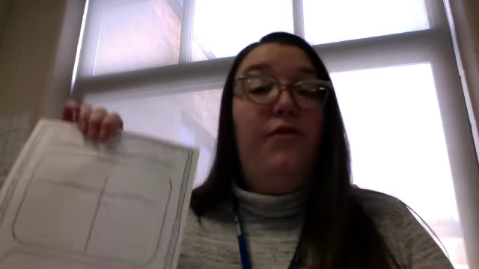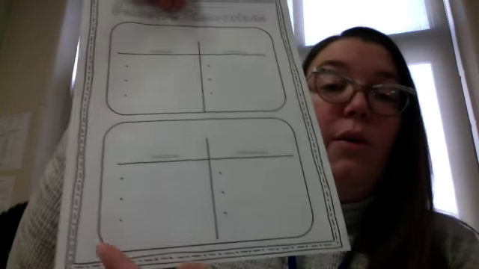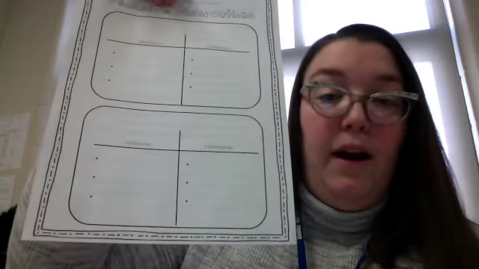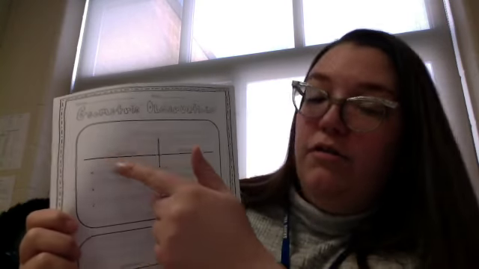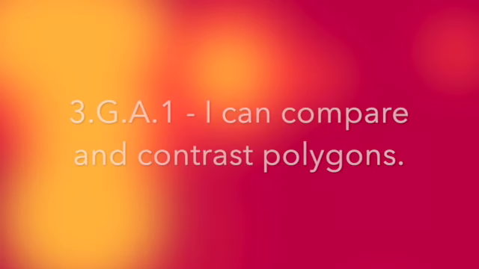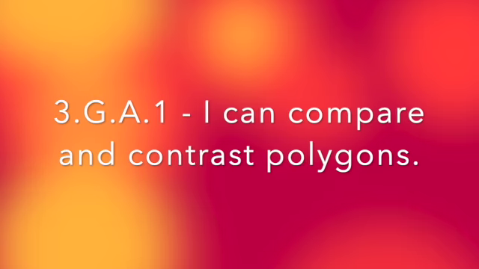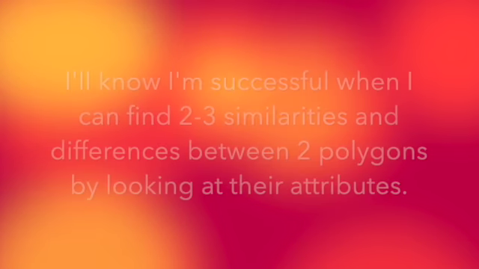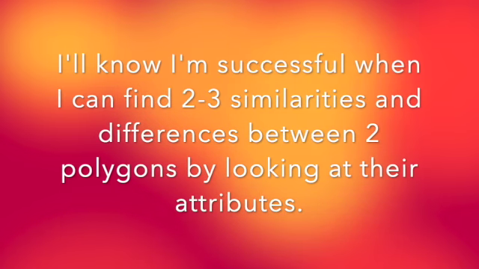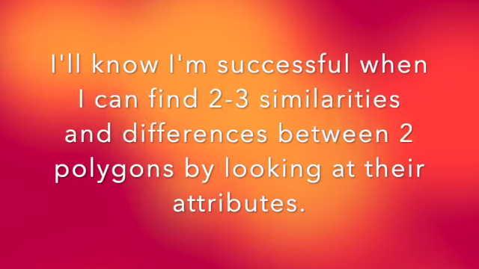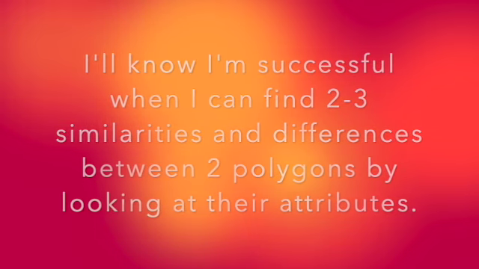So if you are feeling like you want to challenge yourself, you can always do another pair of 2 different shapes and then do it again. But for today, you only need to worry about just doing 1. So remember, your learning target today is I can compare and contrast polygons, and you're successful when you can find 2 to 3 similarities and differences between two polygons by looking at their attributes.